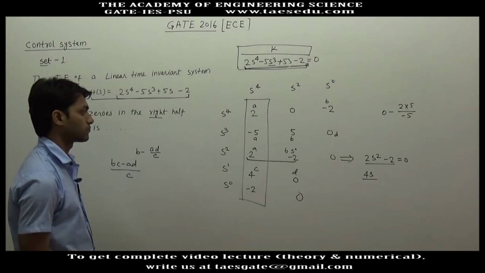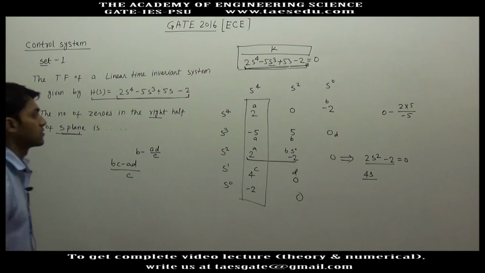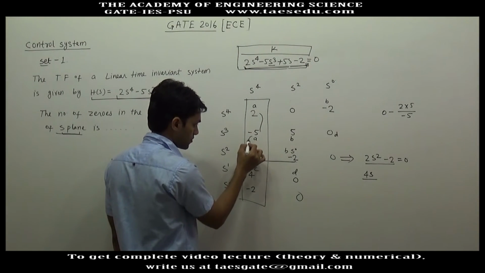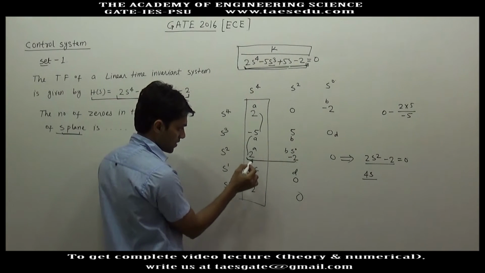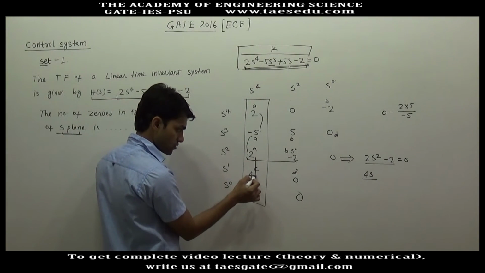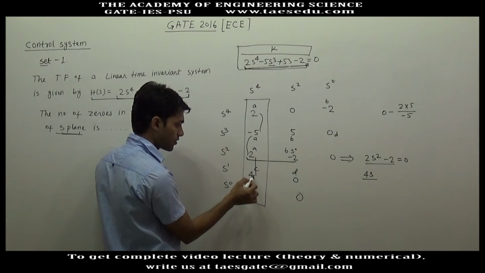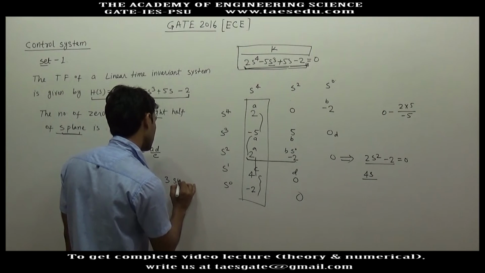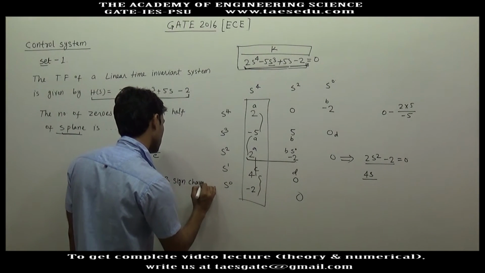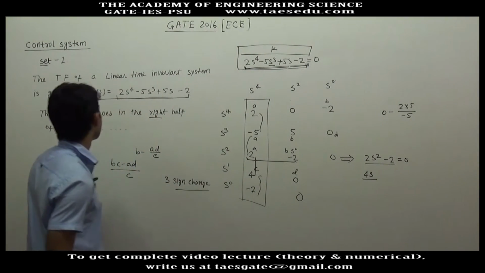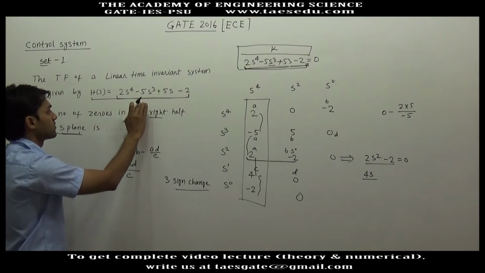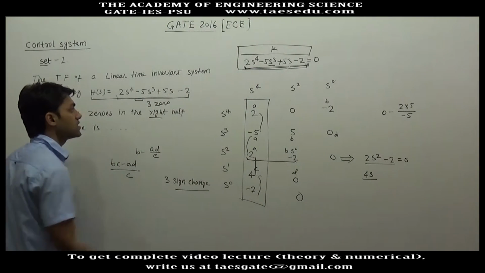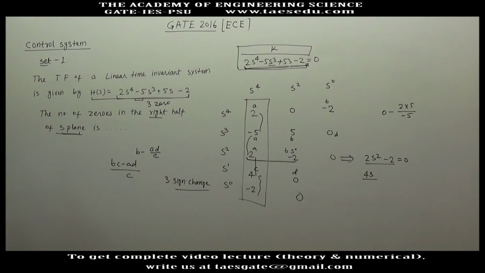Now we will check the first column of the Routh-Hurwitz table. Here plus to minus is one sign change, here minus to plus is a second sign change, here there is no sign change, but after 4 to minus 2 there is again one sign change. So we have 3 sign changes. Okay, so it means this equation has 3 zeros which lie in the right half of the S plane.